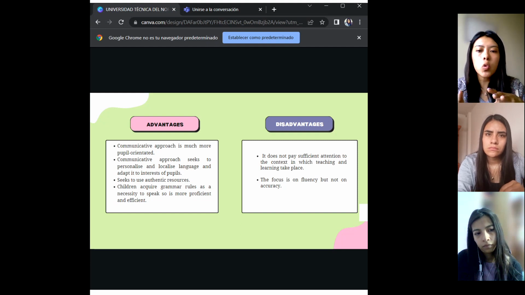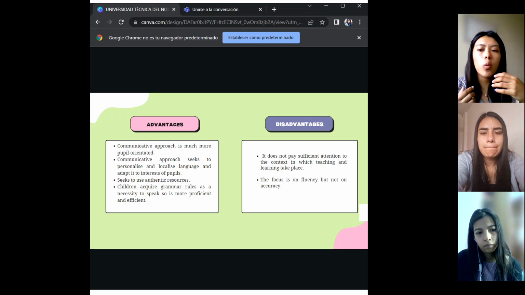Third, it uses authentic resources, and that is more interesting and motivating for children. And finally, children acquire grammar rules as necessary to speak, so it's more proficient and efficient.